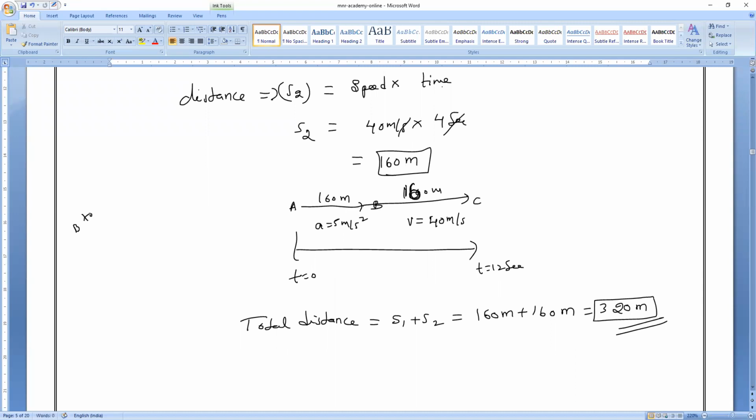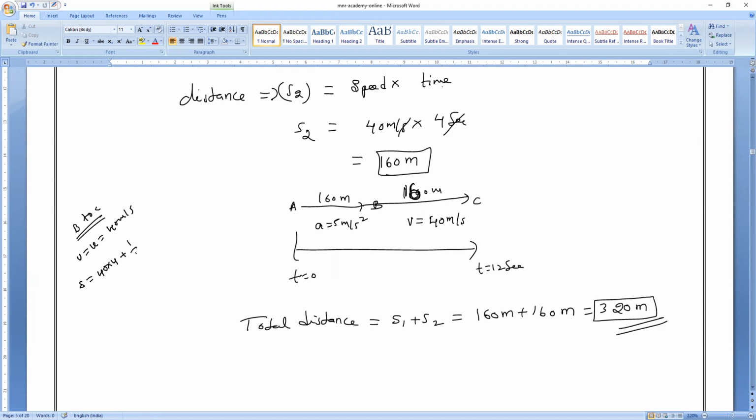From the B point, correct? From B to C. So what is the initial velocity? Velocity is equal to 40 meter per second. So what have you done? S is equal to, initial velocity is 40, 40 into 4. Is it correct?